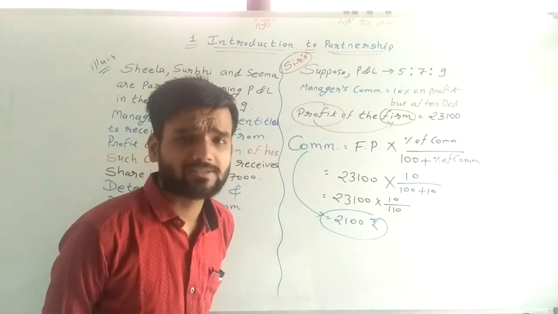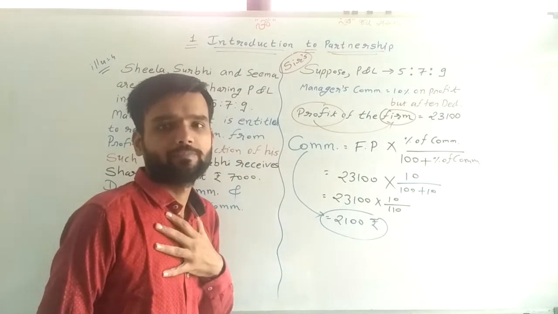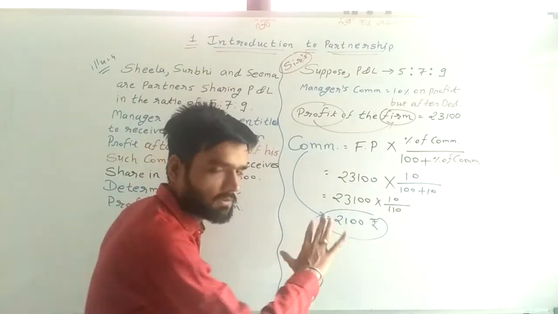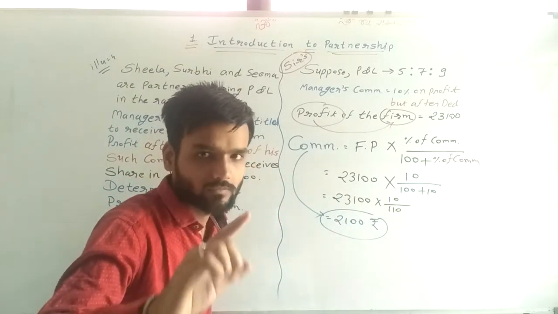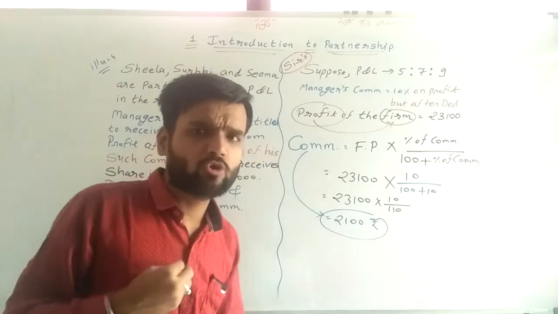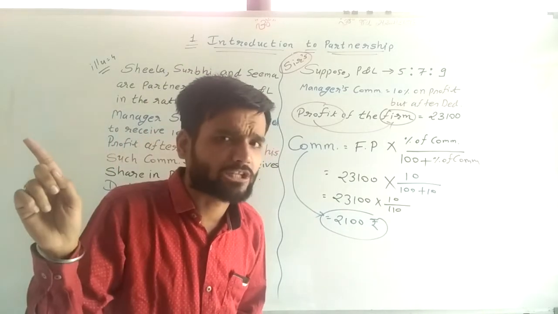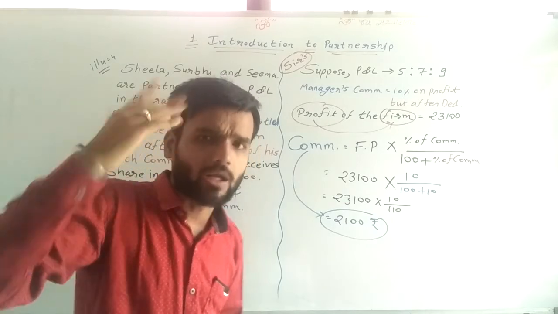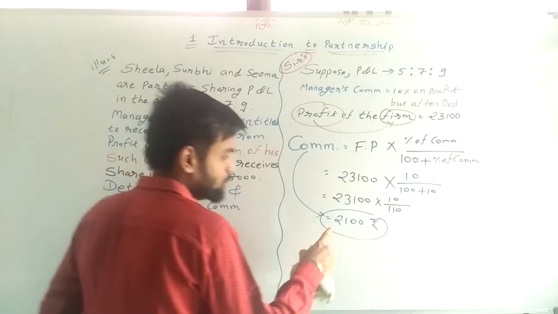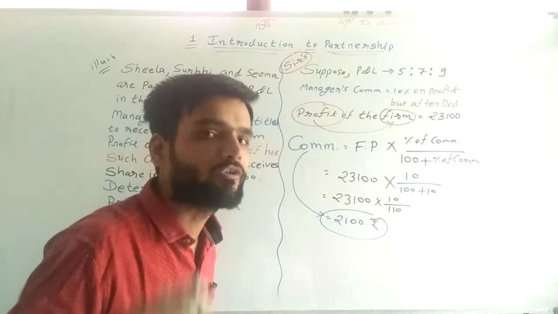But to understand advanced sums, I am going ahead and explaining the next thing. So 2,100 is clear to you. Now, what should be the next step? Suppose we need to find divisible profit. Then how can we find divisible profit? Remember my last lecture and try to understand whatever I will do. 2,100 rupees is the commission, that is fixed. Now we need to find divisible profit.